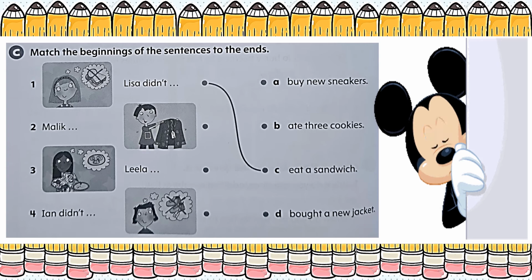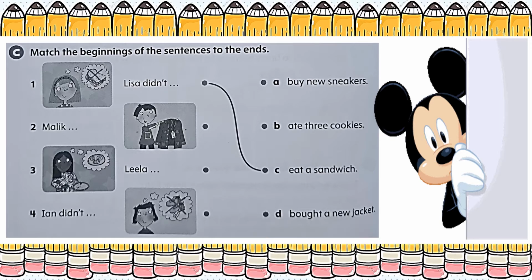Letter C. Match the beginning of the sentences to the end. Now, we have here some pictures that will help us to know what should be the second part of our sentence. For example, number 1 is given, Lisa didn't eat a sandwich. Because of the word didn't, of course, we will be using the present tense of a verb, which is the word eat, right? How about number 2?